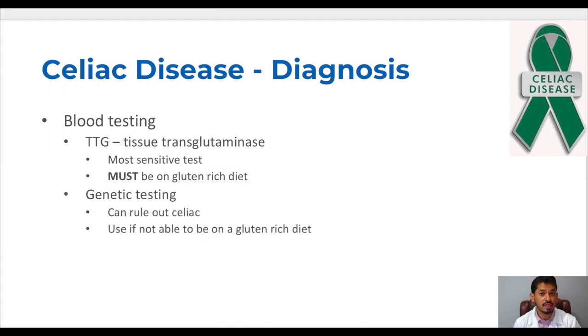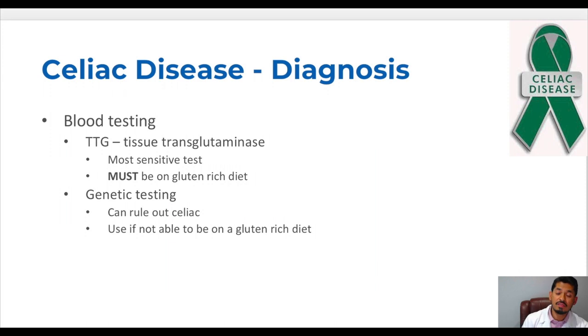Now, there's also genetic testing that we can do to see if you may be prone to having celiac disease. For those patients who we suspect may have celiac, but the TTG is negative, we can certainly do genetic testing, and if that comes back positive, you may have celiac. The important thing about the genetic testing is that it is a very definitive test to rule out celiac disease.